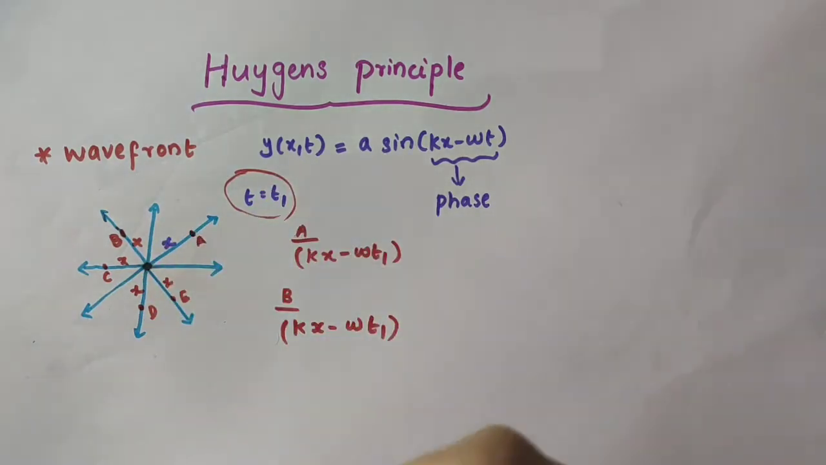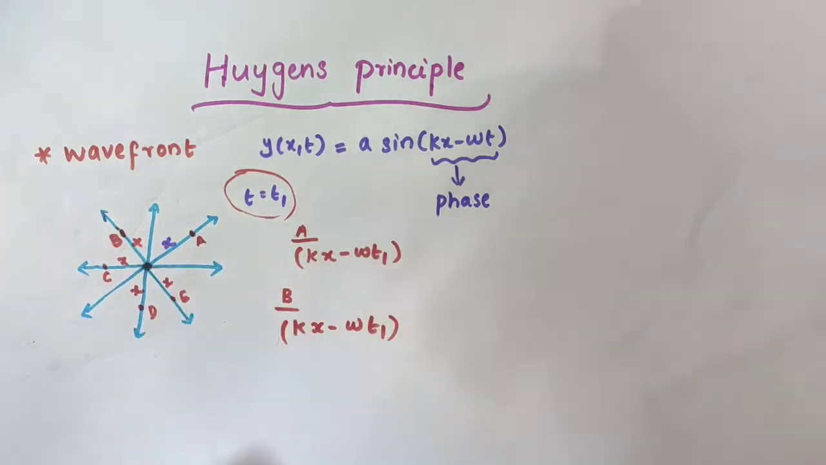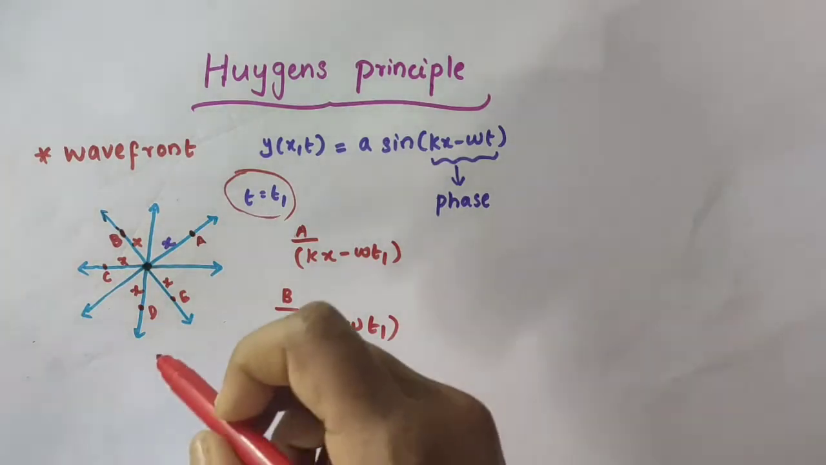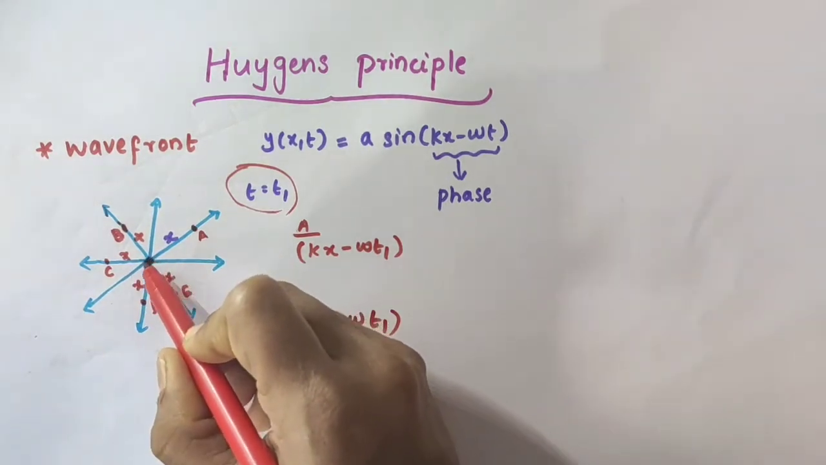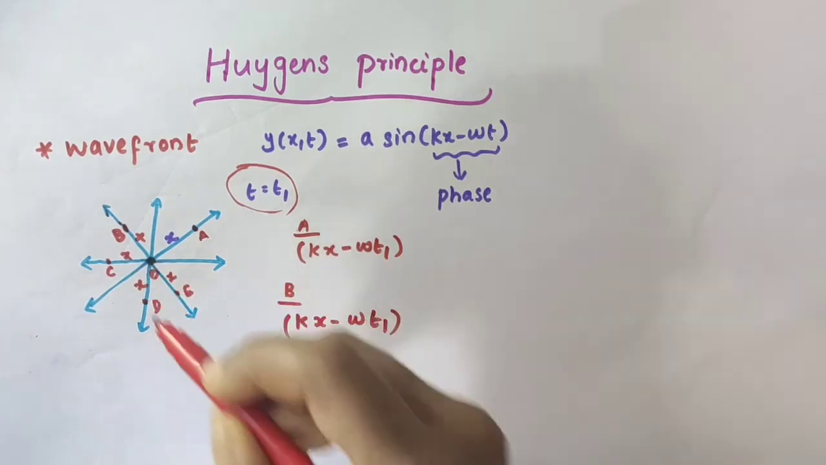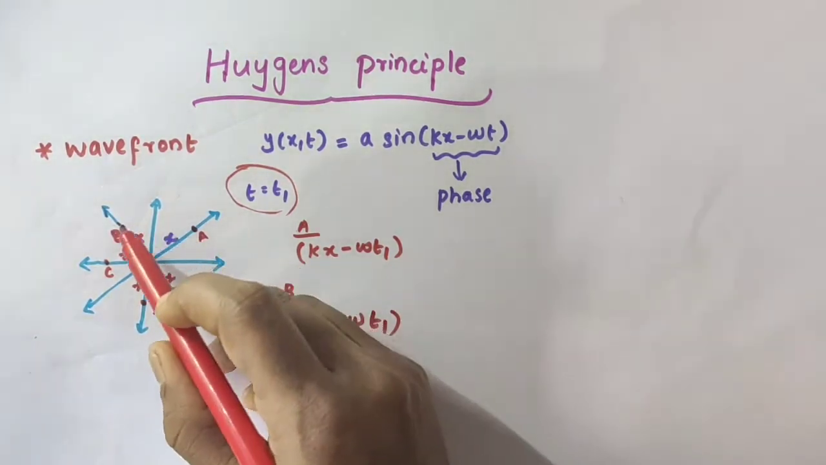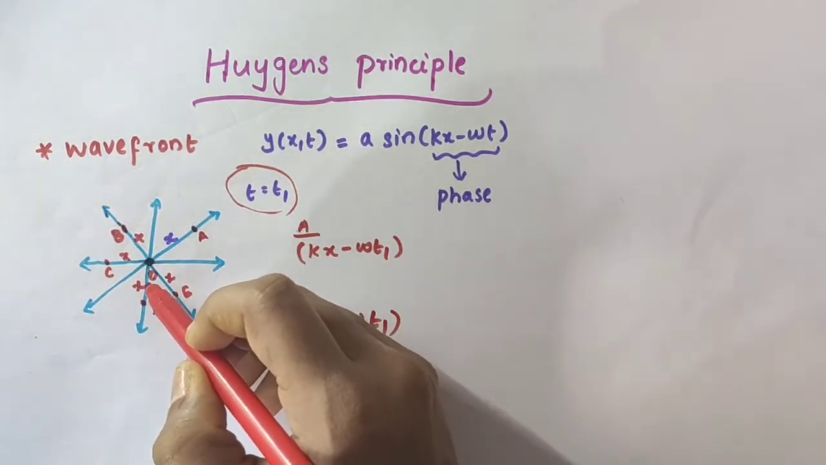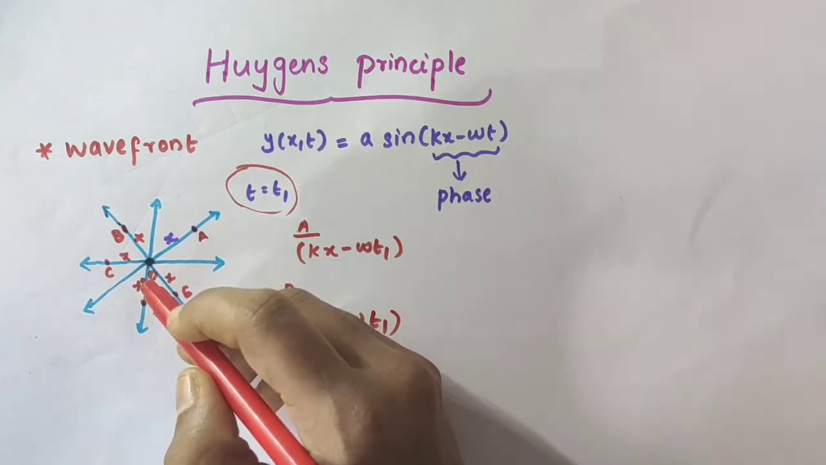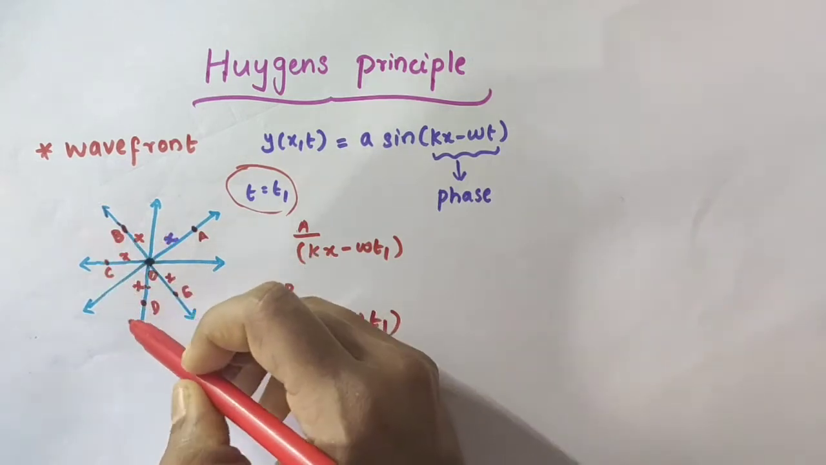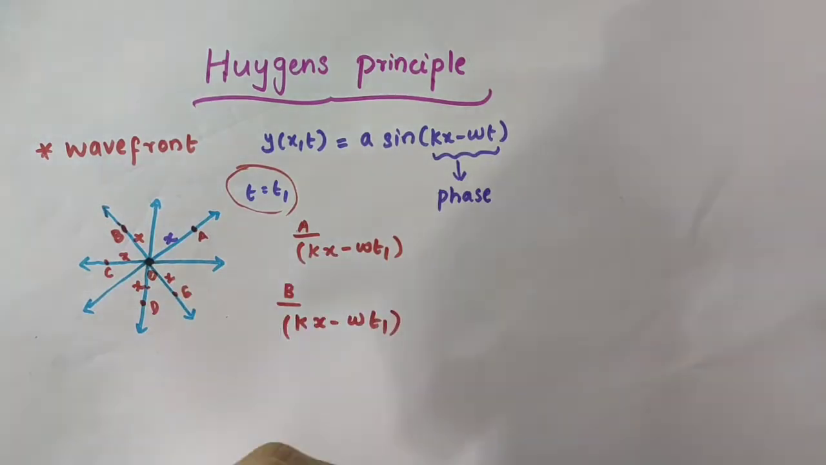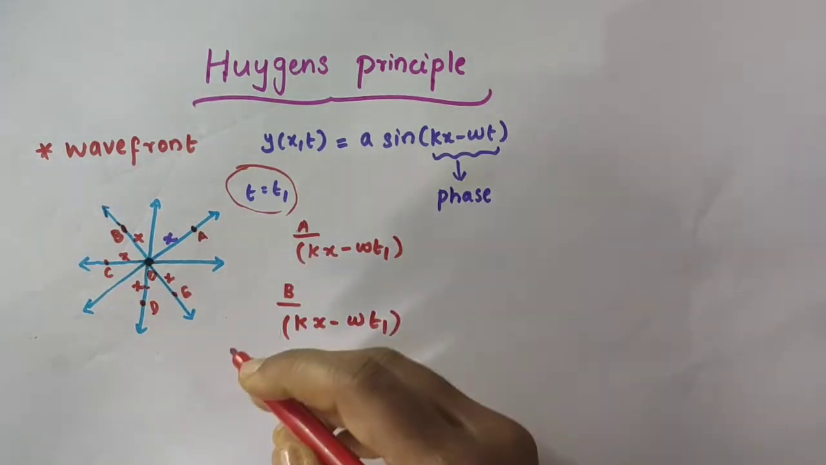Now, if we join all these points which are x distance away from the point of impact, that is from this point, let this point be O. So all these points are x distance away from the point of impact O. Now if we join all these points, A, B, C, D, E, we will get a circle.